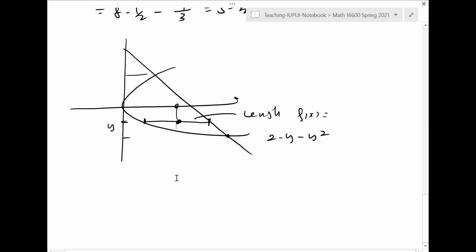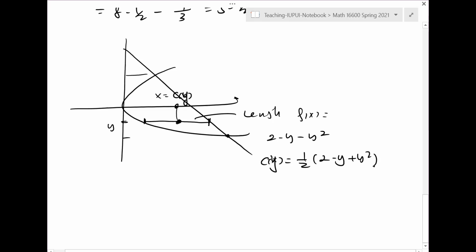We can denote it by, let's use h of x. The center depends on the y value. So the center of this line segment, c of x, is going to be half of the value 2 minus y plus y squared. Okay, so this is the one.